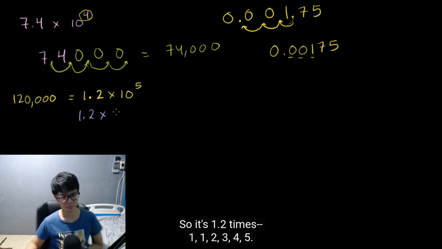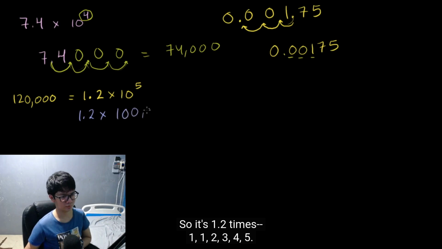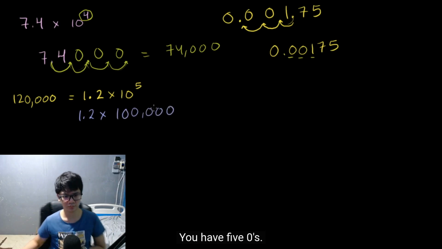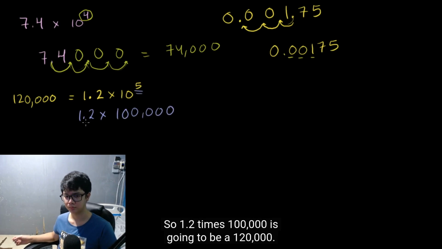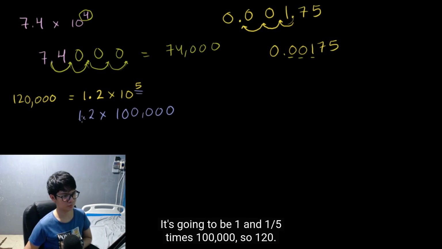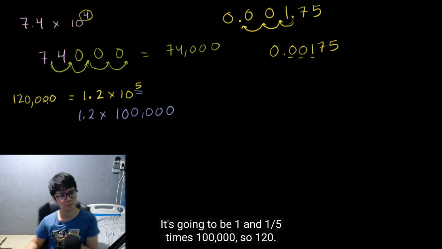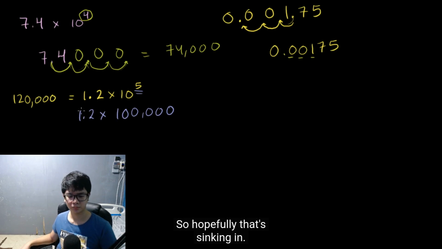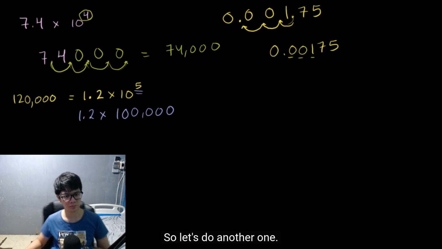So it's 1.2 times 1, 2, 3, 4, 5. You have 5 zeros. It's 10 to the 5th. So 1.2 times 100,000 is going to be 120,000. It's going to be 1 1/5 times 100,000, so 120. Hopefully that's sinking in. So let's do another one.